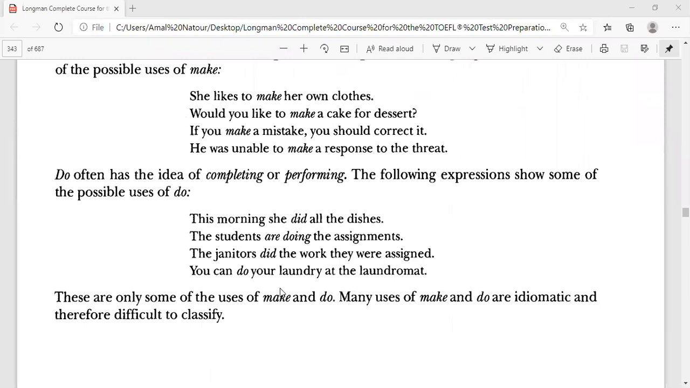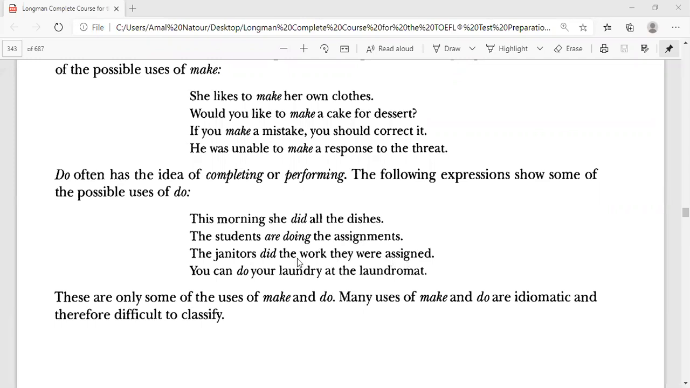So if we look at these sentences, the first sentence says, this morning she did the dishes. When you wash the dishes, you don't need to be creative because you're not constructing or building or creating something. You are just completing something or performing something. Number two, the students are doing the assignments. If you're doing your assignment, you're just doing it. You're not creating. You're not constructing anything. You're just completing or performing your assignment. The janitors did the work.